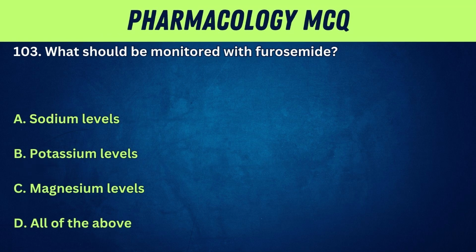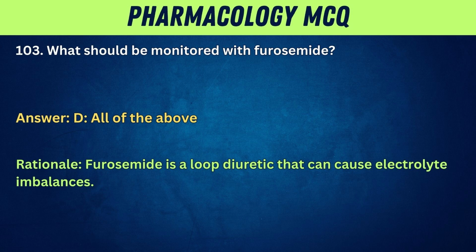103. What should be monitored with furosemide? A. Hydrochlorothiazide. B. Potassium levels. C. Magnesium levels. D. All of the above. Answer: D. All of the above. Rationale: Furosemide is a loop diuretic that can cause electrolyte imbalances.